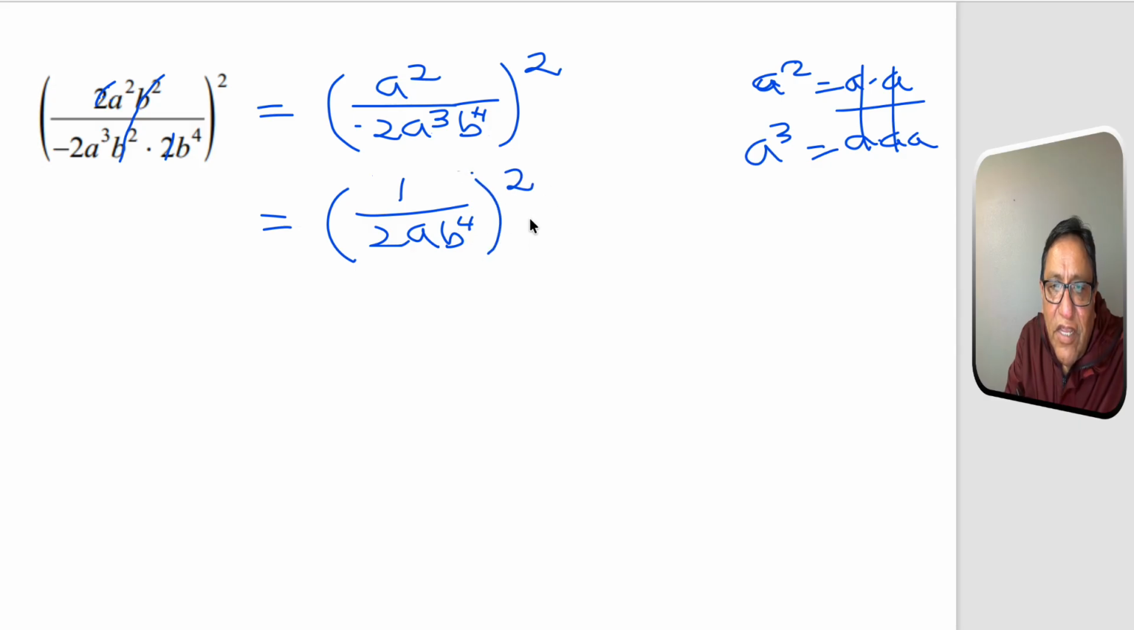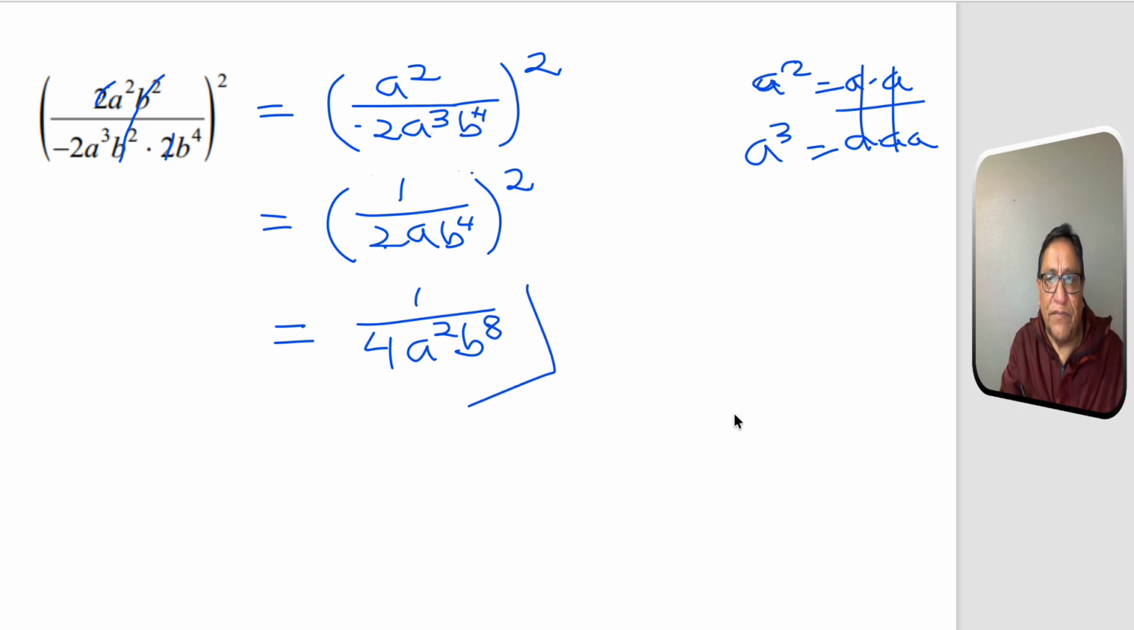So now we can apply the power rule. 1 squared will be 1, because 1 times 1 is 1. 2 squared will be 4. A squared will be a squared. B to the power 4 to the power 2 will be b to the power 8, because we multiply exponents, correct? So that will be the answer. Thank you.